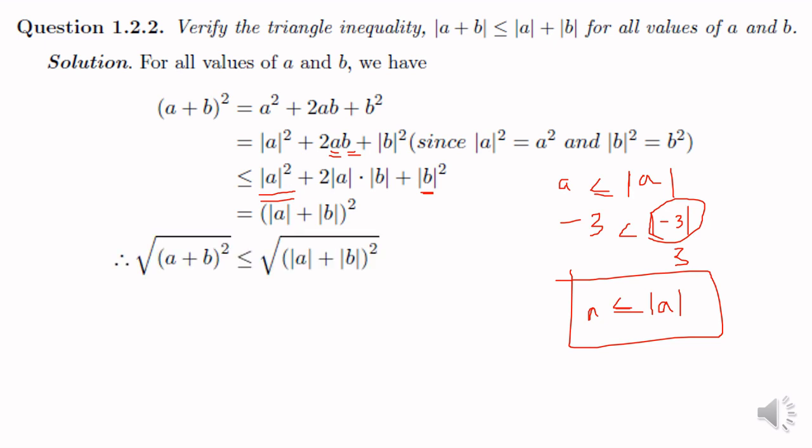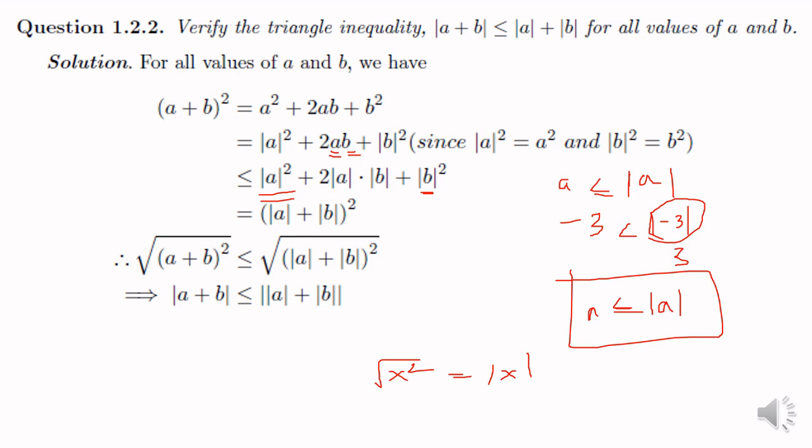So taking square root on both sides, we'll get modulus of (a plus b) the whole square is less than or equal to modulus of (a plus modulus b) the whole square. So we know that root of x square is modulus x. So the square root of (a plus b) the whole square is modulus of a plus b, and the square root of (mod a plus mod b) the whole square is modulus of (mod a plus mod b).